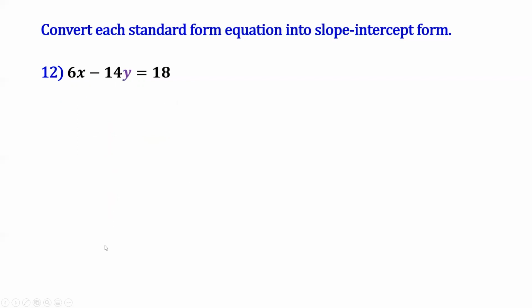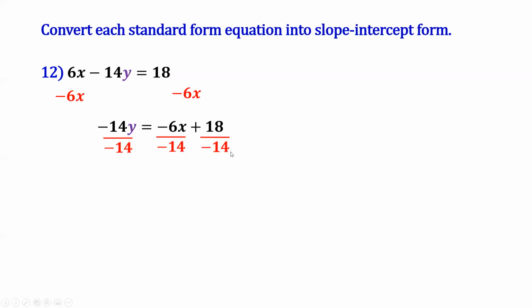And finally, let's look at number 12. I'm going to begin by getting rid of the 6x. Since it's a positive 6x, we're going to do the opposite, which says subtract. Can't combine these, so I bring them both down. And now to get rid of the negative 14, I divide everything by negative 14.